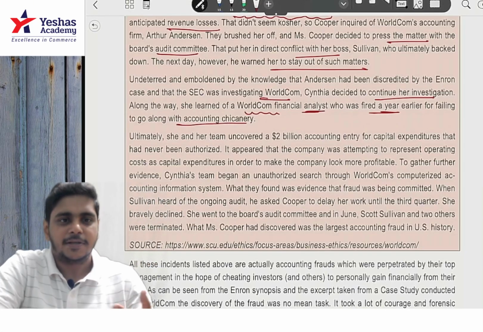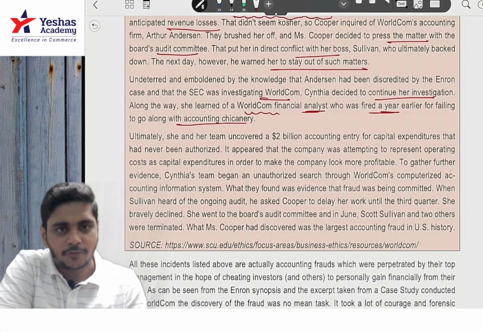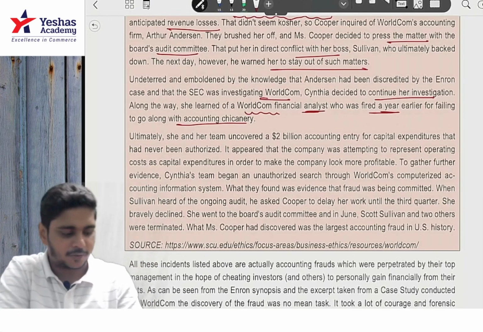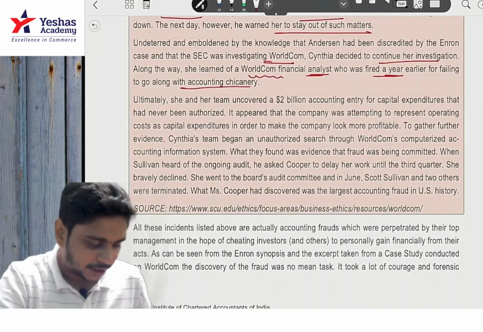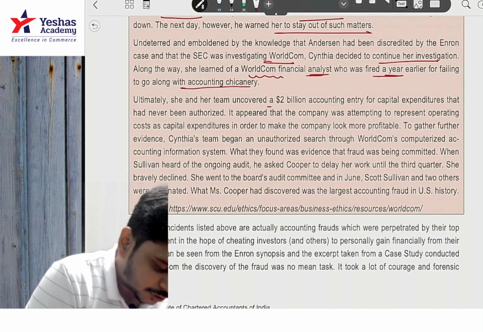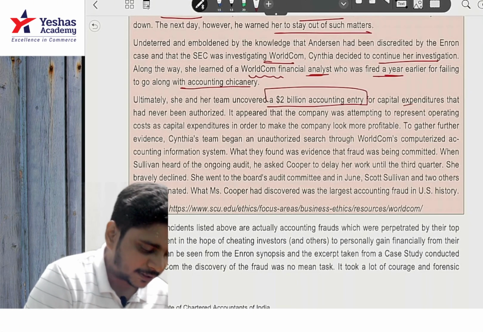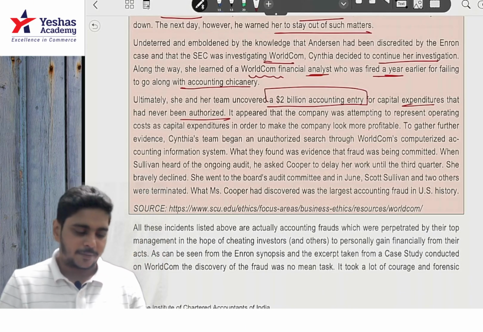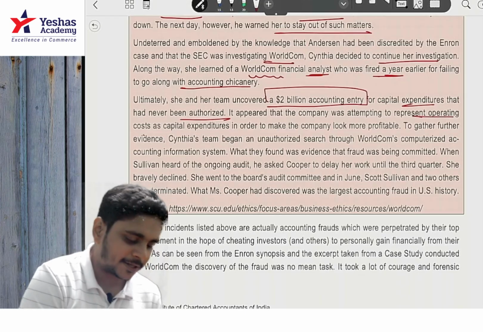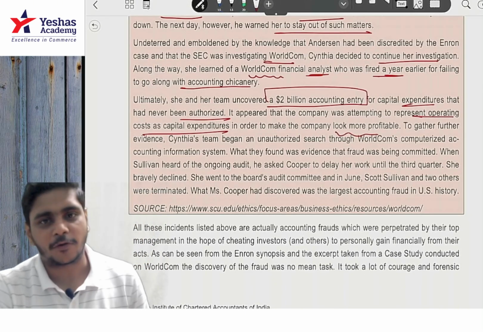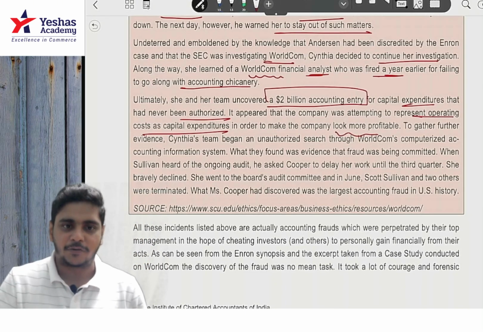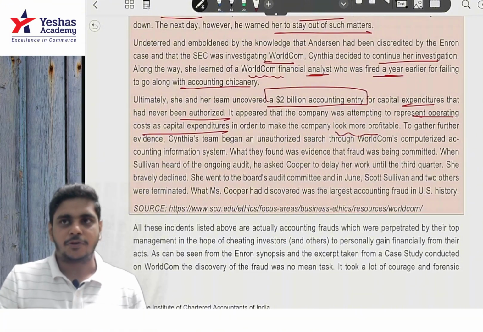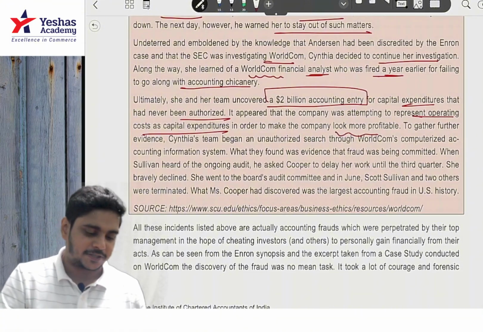Okay, that means somebody was doing accounting. He also found out some fraud. He was removed from that job. Okay, the financial analyst, then she and her team uncovered 2 billion accounting for capital expenditure that had never been authorized. It appeared that the company was attempting to represent operating costs as capital expenditure to make the company look more profitable. Whatever expenses they were incurring were coming as loss, but investors you need to keep happy, so they were passing it as a capital expenditure entry.